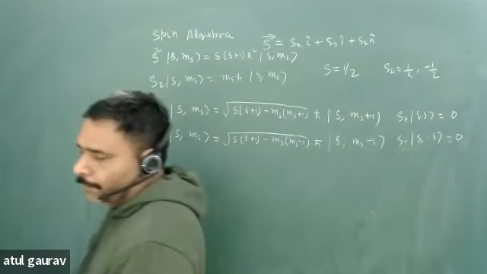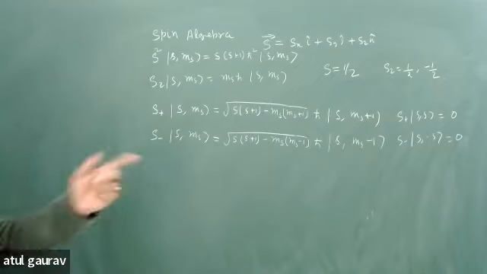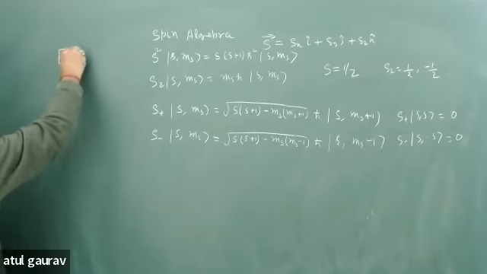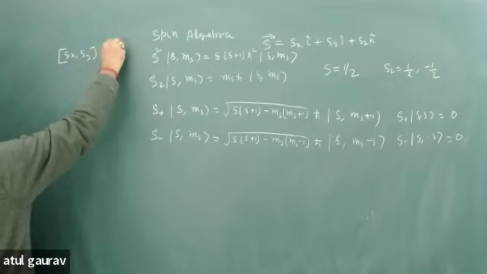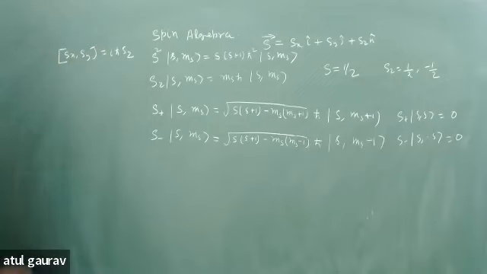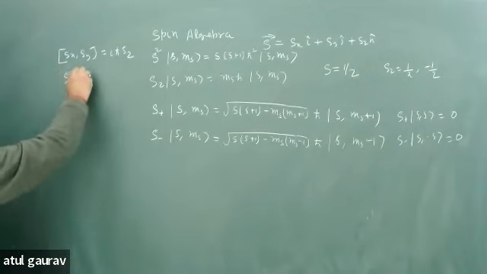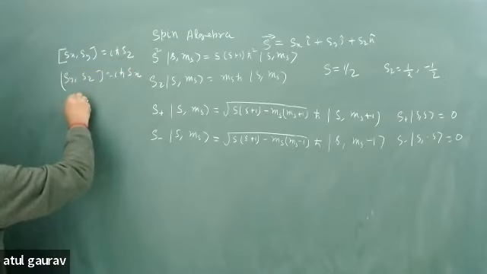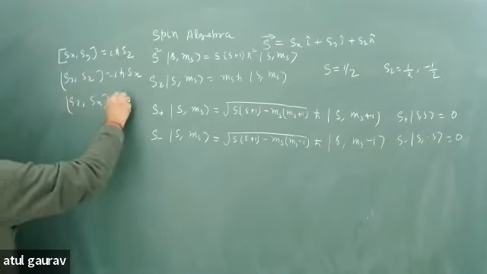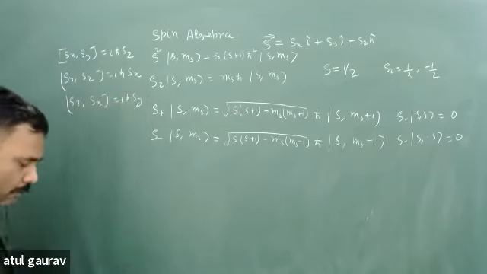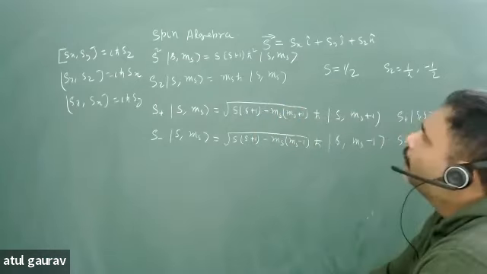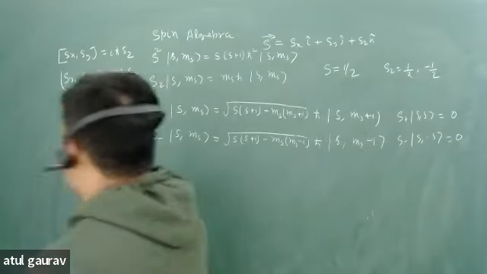Same thing we have learned in our orbital angular momentum, and we also have the commutators. The commutator [Sx, Sy] is equal to iħ Sz, and similarly, cyclically, you can write [Sy, Sz] is equal to iħ Sx, and [Sz, Sx] is equal to iħ Sy. So this is all about our spin angular momentum algebra, but we have to work for a spin half particle.